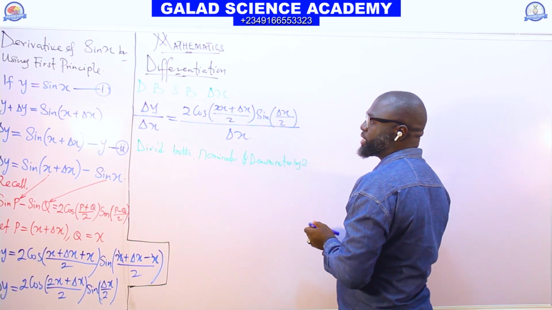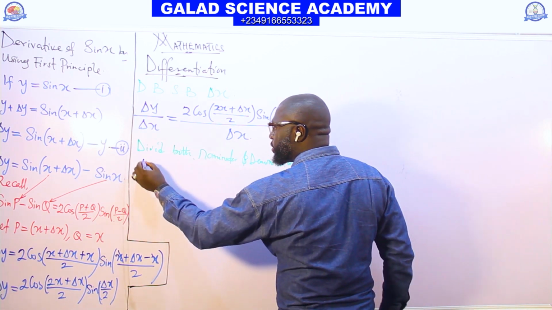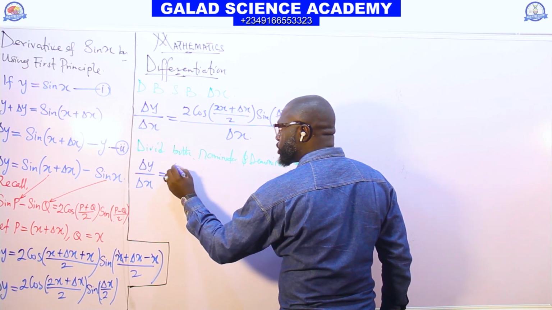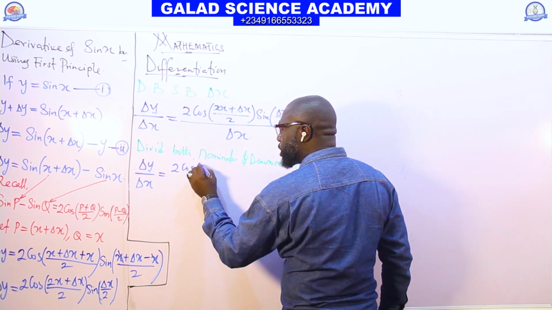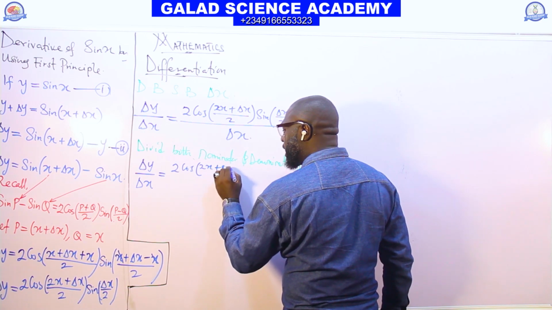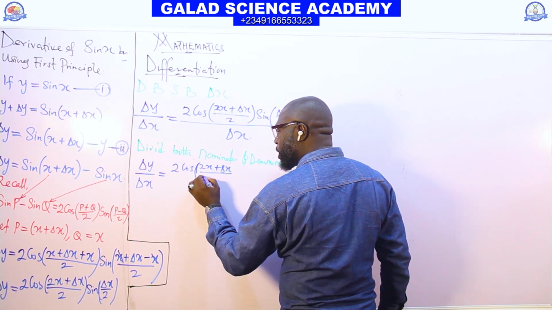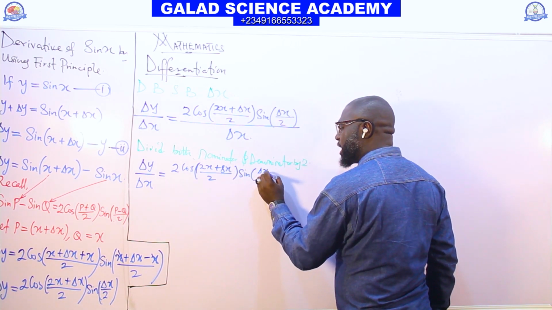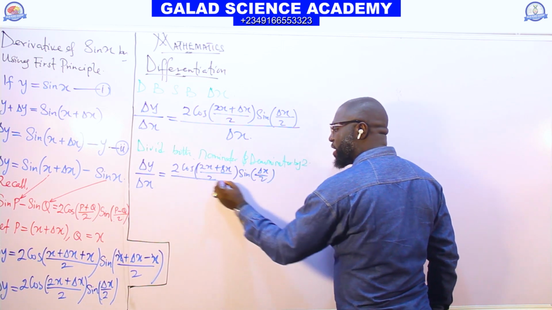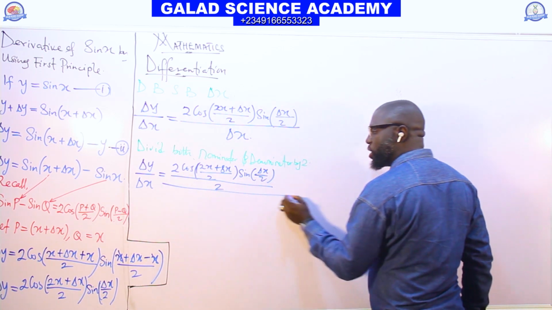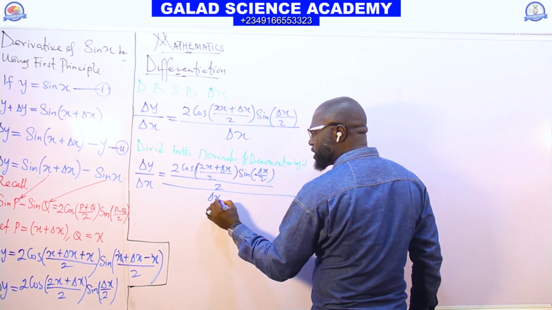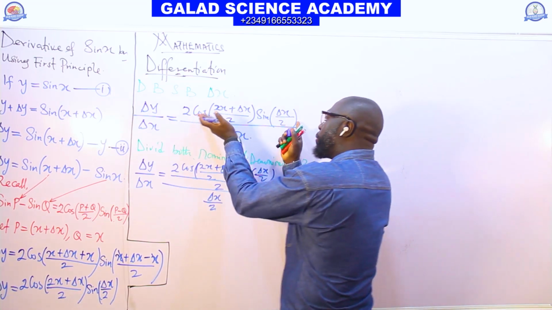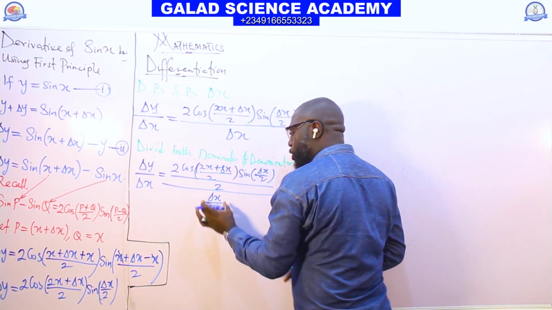By applying the principle, we are going to have change in y over change in x equal to 2 cos 2x plus change in x over 2, sine angle of change in x over 2, everything you add there divided by 2. Then our long division, change in x divided by 1 divided by 2. I divide everything we have up here by 2, and this one also by 2.